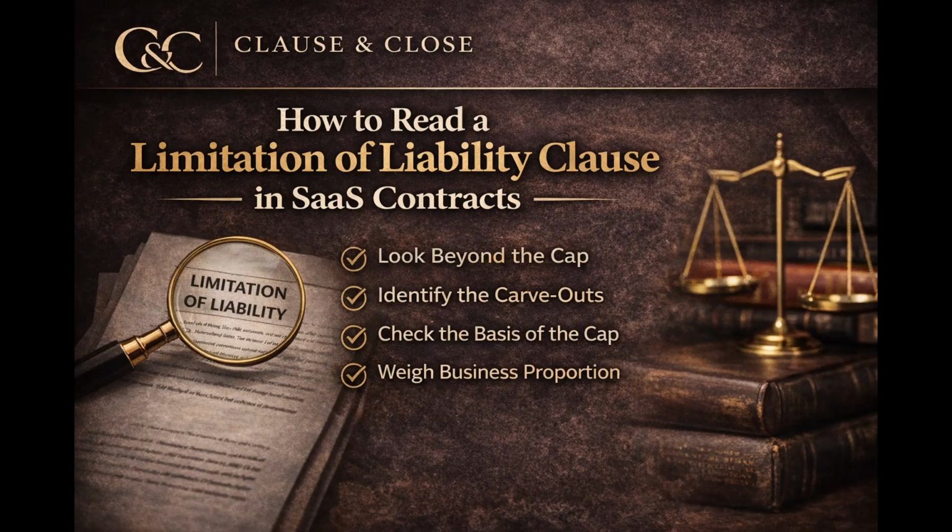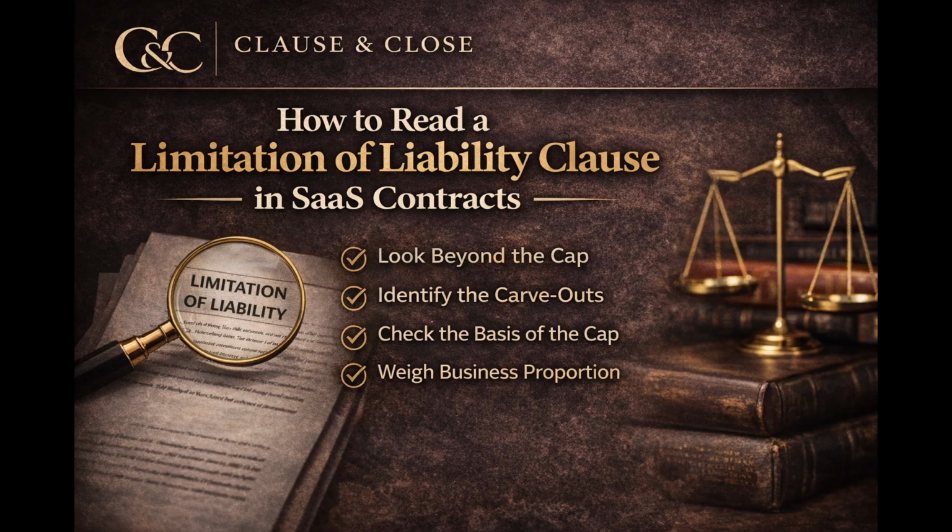If you want to understand whether a SaaS contract is commercially sane, one of the first places you should look is the limitation of liability clause. Because when things go wrong, this is often the clause that tells you whether the contract still makes economic sense.